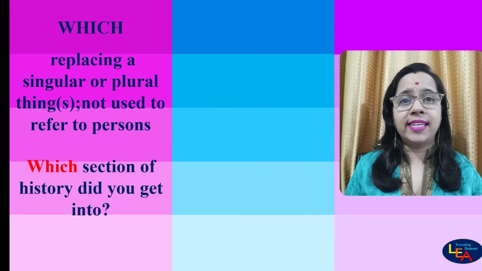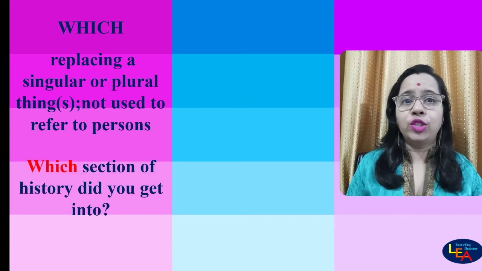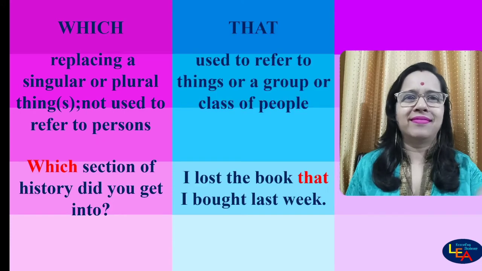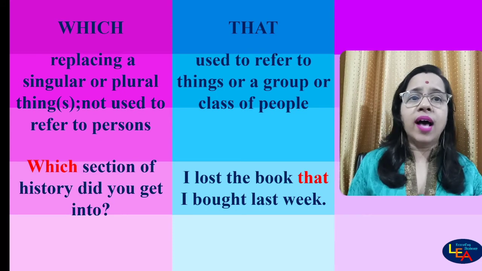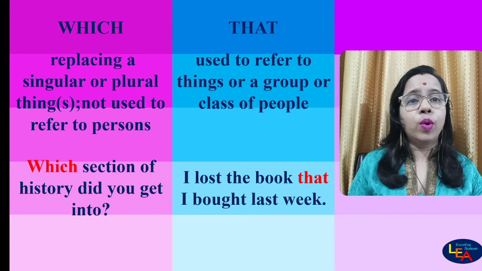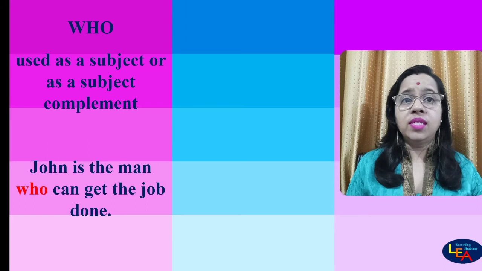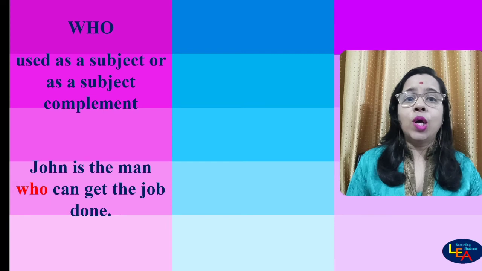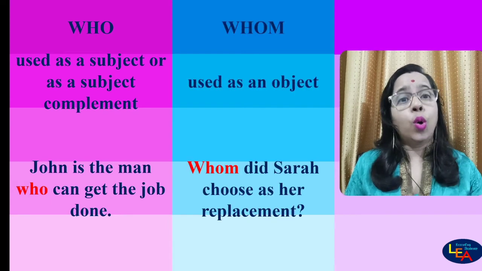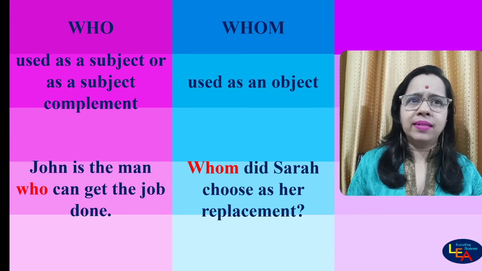Which: replacing a singular or plural thing or things, not used to refer to persons. Which section of history did you get into? That: used to refer to things or a group or class of people. I lost the book that I bought last week. Who: used as a subject or as a subject complement. John is the man who can get the job done. Whom: used as an object. Whom did Sarah choose as her replacement?